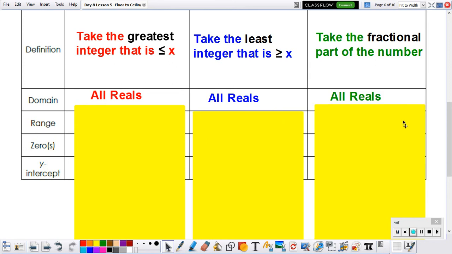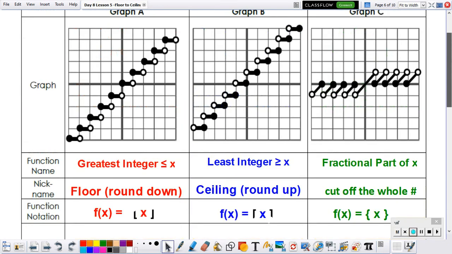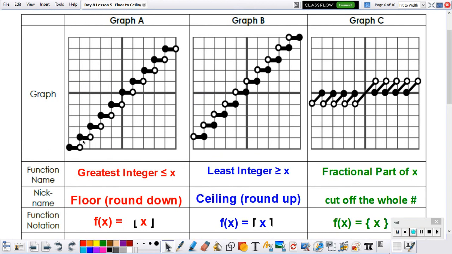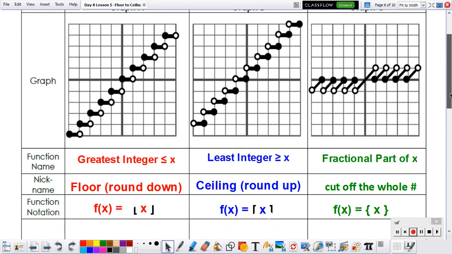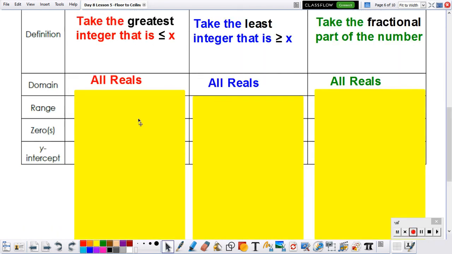Right. But then we talk about the ranges. When we look at these graphs, what do you notice about the range of the round down and the round up? What kind of numbers are we going to get? If we're going to round down to the next integer and round up to the integer, all of our y values have to be integers.